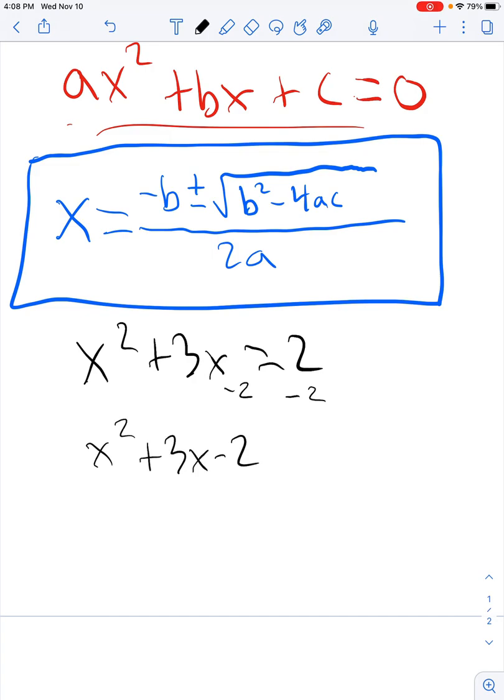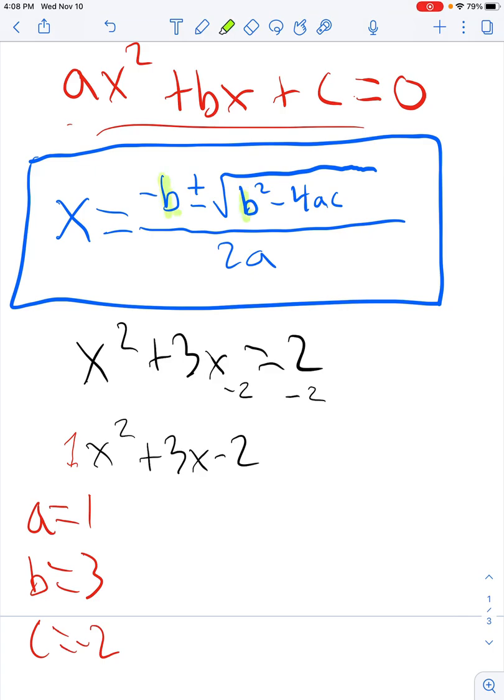Minus 2, minus 2. So x squared plus 3x minus 2. I would go ahead and label your a's, b's, and c's. There's no coefficient on the x squared, so we assume it's a 1. B, the coefficient is 3. And c, the coefficient is negative 2.